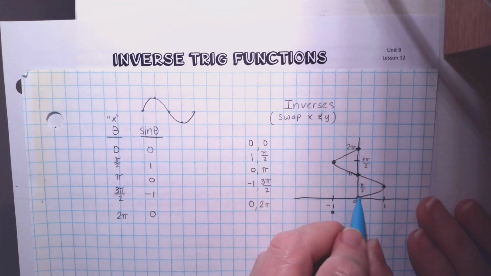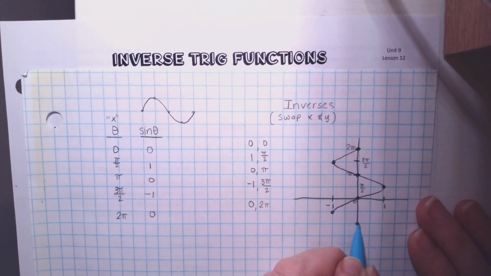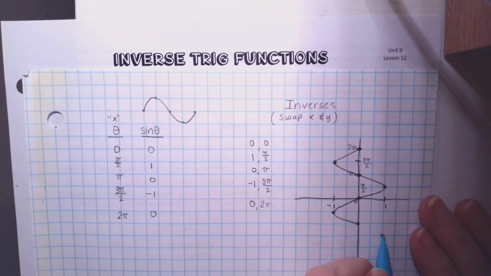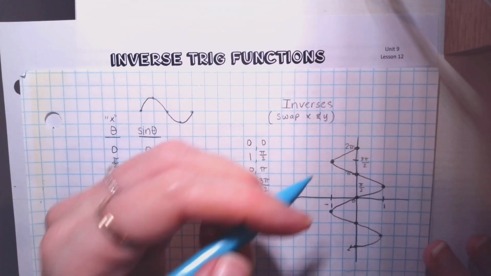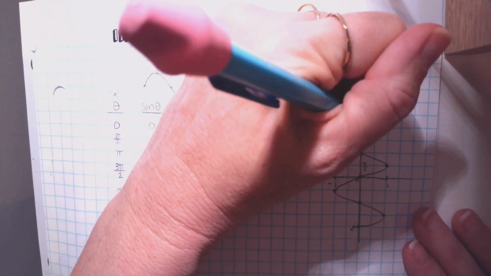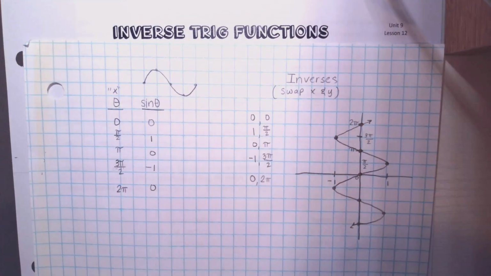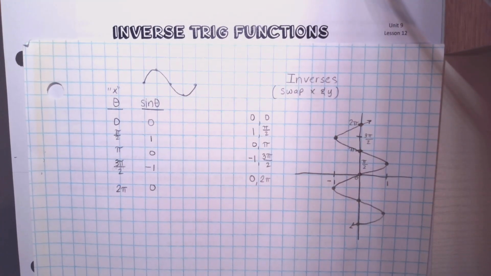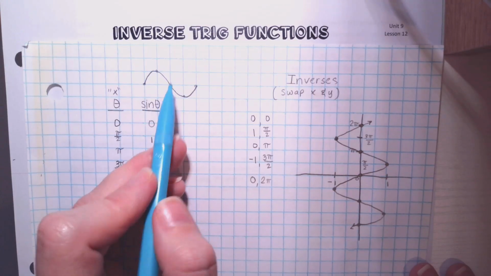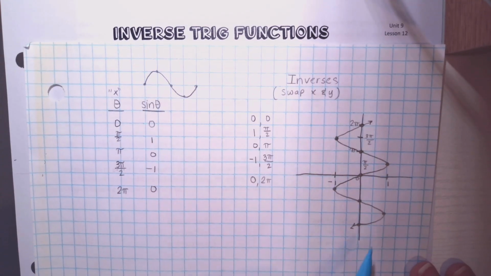You'd have a point here. You'd come back to the center. It would continue going this way and then come back to the center, and this pattern would just keep on going. Now the problem with this is it's not a function. The original sine graph is a function. It passes the vertical line test, but this one does not pass the vertical line test, so it's not a function.